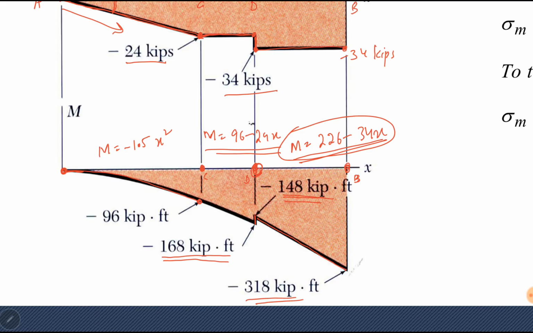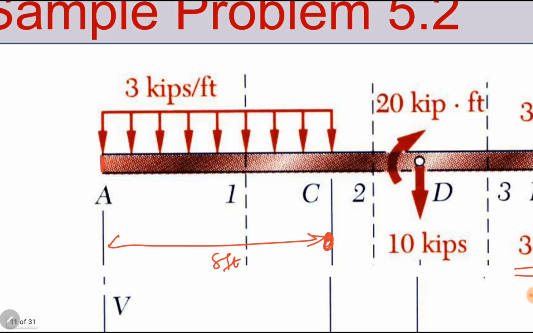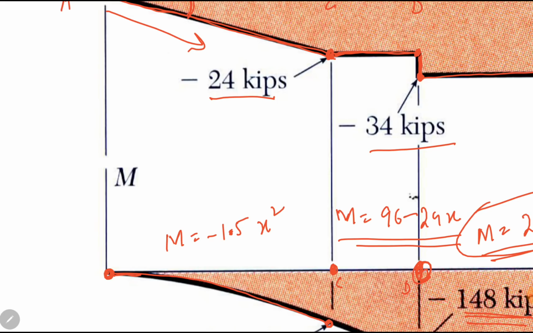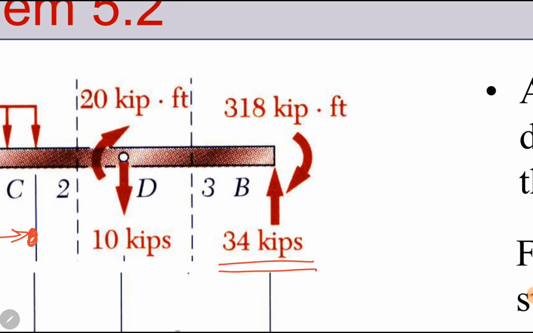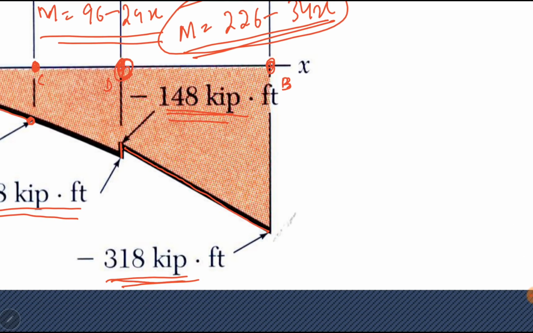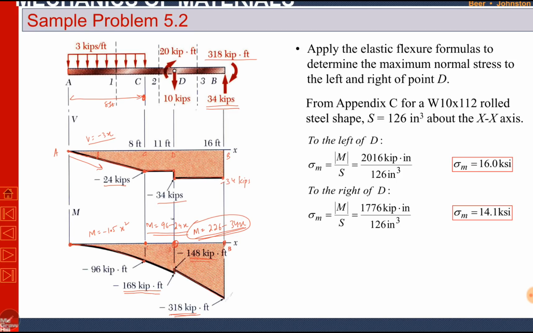Okay. So the first part of the problem was to draw shear force and bending moment diagrams, and you remember that there is no moment at point A of this free body diagram. So it is 0 in the bending moment diagram. There was a 318 kilopound feet moment at point B, so it is 318 kilopound feet at point B in the bending moment diagram. This is a verification. The first part has been solved. We were asked to draw shear force and bending moment diagrams.